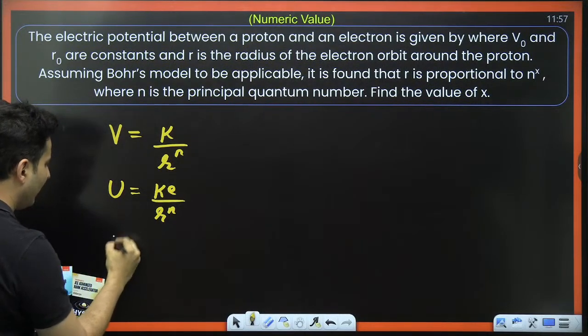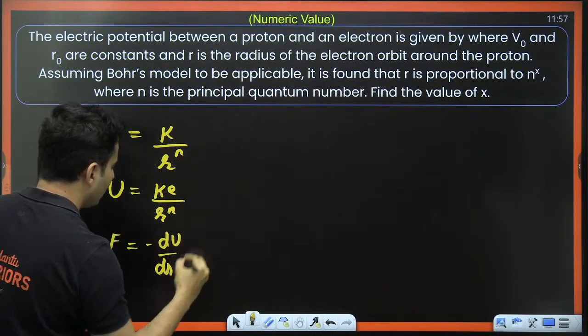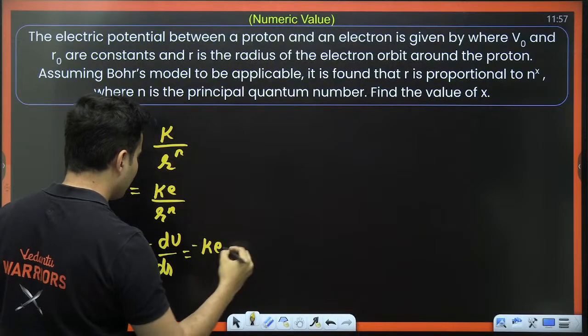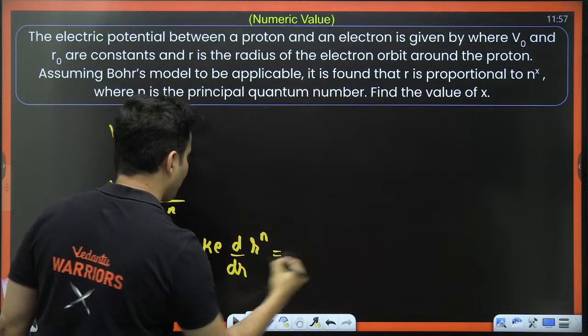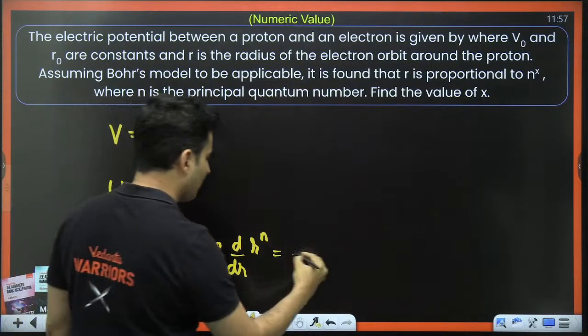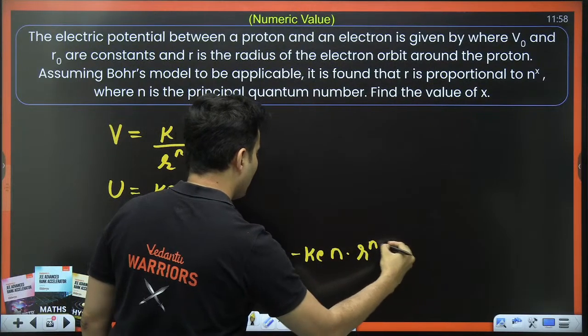Then from this you can find the force. The force will be negative dU by dr. So it will be Ke with a negative sign, derivative of R raised to n, which is nothing but minus Ke, n will come over here, R raised to n minus 1.